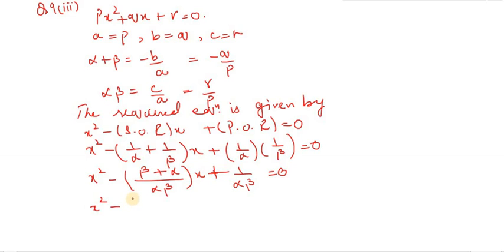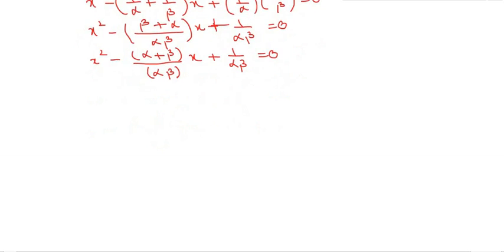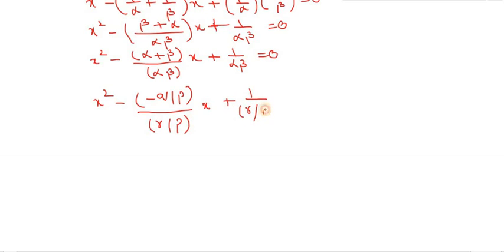x square minus (alpha plus beta), which is the sum of the roots, upon alpha beta, which is the product of the roots, of x plus 1 upon the product of roots is equal to 0. So we put the value of the sum of the roots and the product of the roots here. x square minus (sum of the roots is minus q upon p) and the product of the roots r upon p, of x plus 1 upon r upon p is equal to 0.